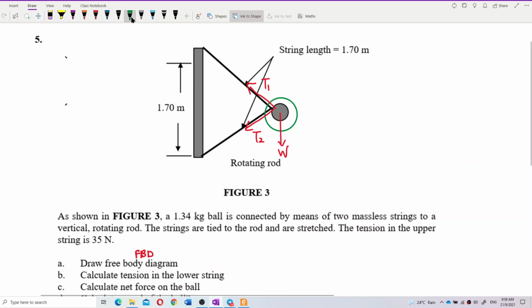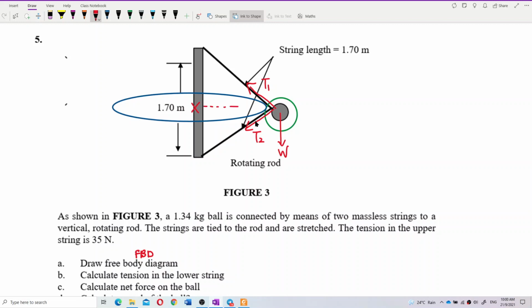So what I can say is this ball is actually rotating around here. This is the circle the ball makes, and this is the center of the circle over here. And this is the radius of the circle. Later we need to find that radius also.